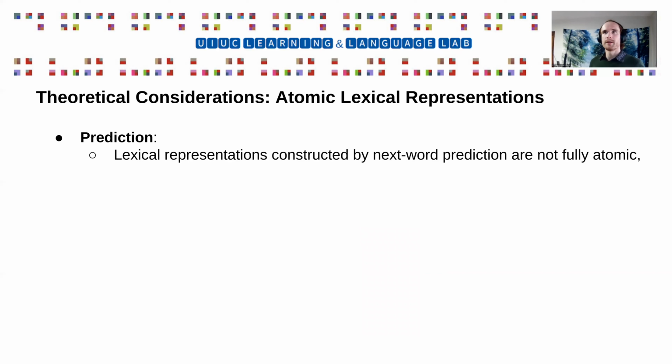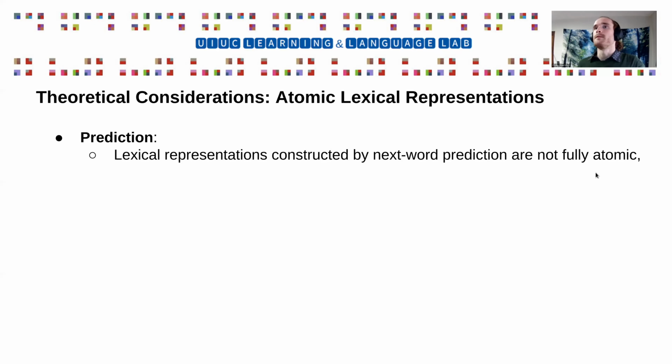So what is the prediction? We've said that atomicity is important, right? What that really means is if you're going to try to learn distributional facts or statistics about words to support word learning, you actually want to learn at the word level and not just at the chunk level, right? Because those statistics are much less useful for DECAF. So the prediction for the recurrent neural network is that the representations that it learns are not fully atomic.